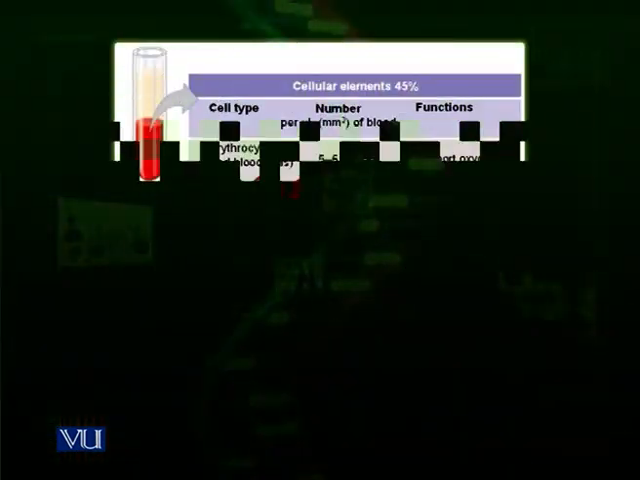Why do they have more RBCs? Because the air is less saturated with oxygen, and when they have more RBCs, they can extract more oxygen from less air, in comparison to the people who are living in plains at a normal pressure.